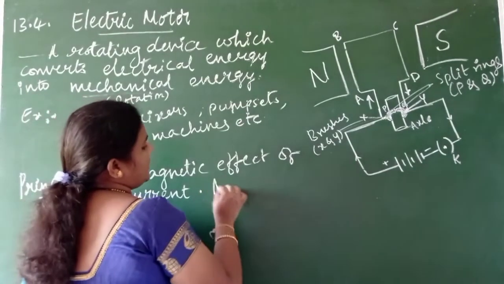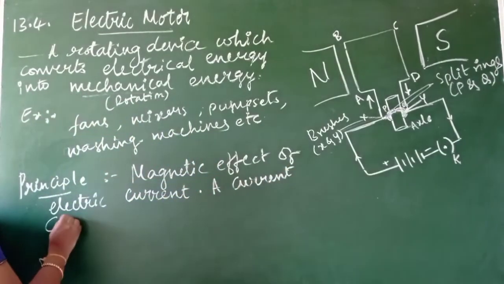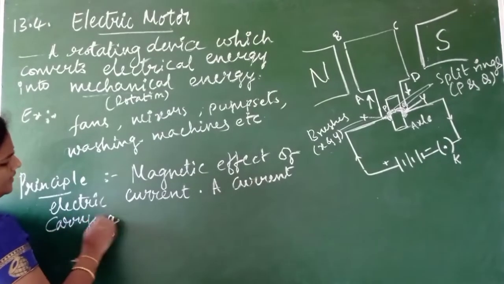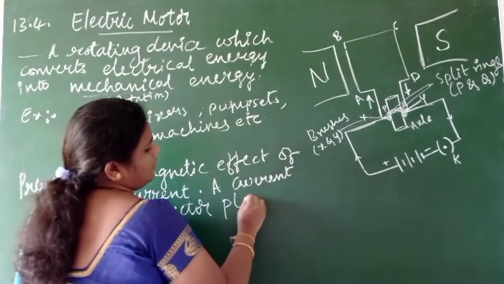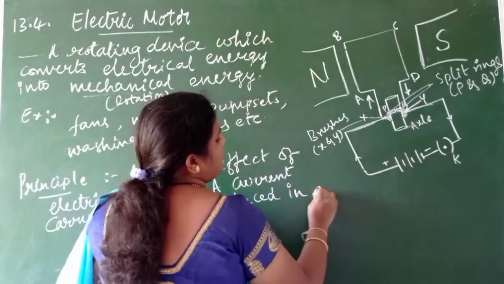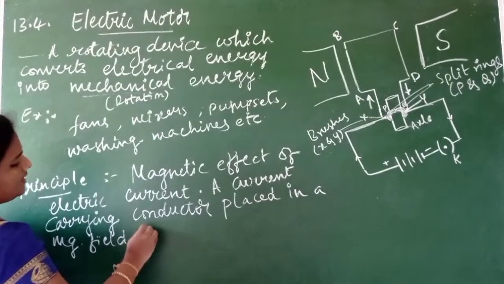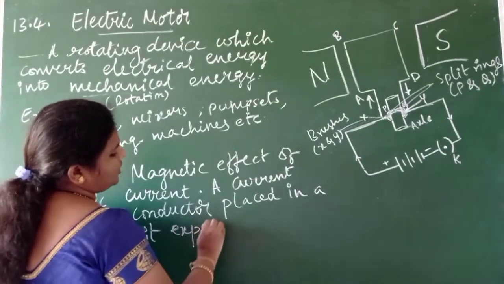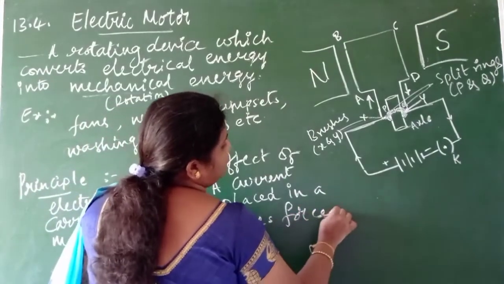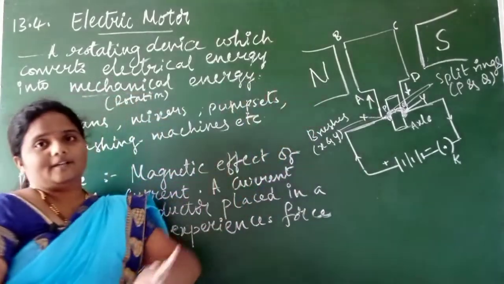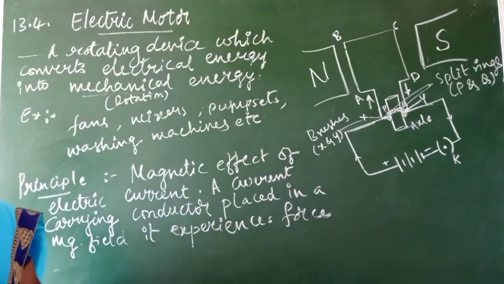That is, a current carrying conductor placed in a magnetic field experiences what, children? Force. See here. Now we will see the actual construction of an electric motor. How it is constructed generally, we will look, children.